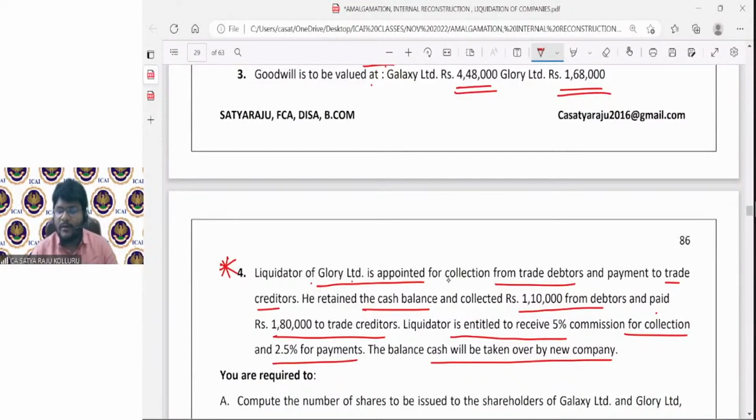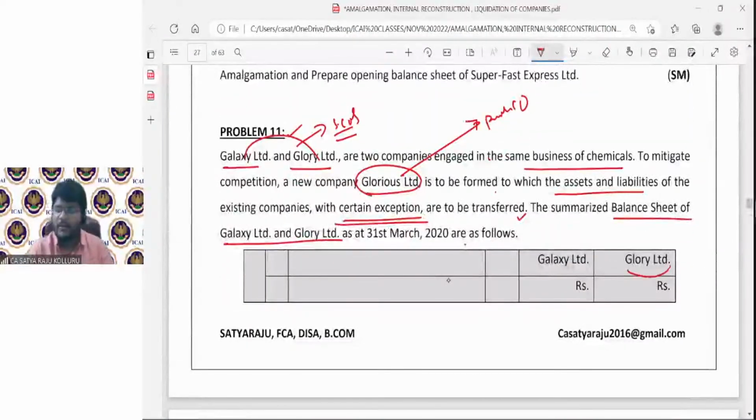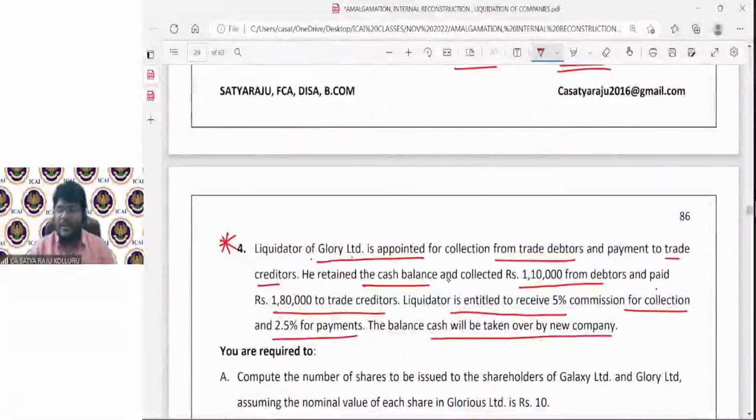Liquidator of Glory Limited. Liquidator of Glory Limited means out of the existing two selling companies, he is talking about one selling company, which is Glory Limited. Now, for each and every selling company, a liquidator is appointed. Liquidator of Glory Limited is appointed for collection from trade debtors. Sir, if the liquidator is going to collect the amount from trade debtors, it means the trade debtors of Glory Limited are not taken over by the purchasing company. Do you agree? And the payment to the trade creditors of Glory Limited is also not taken over by the purchasing company.